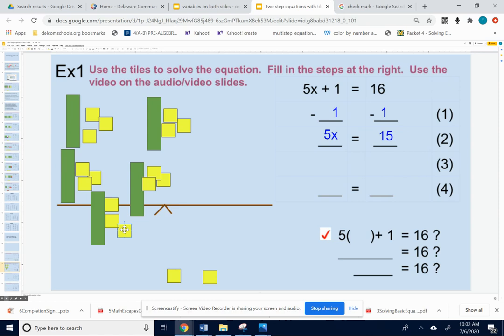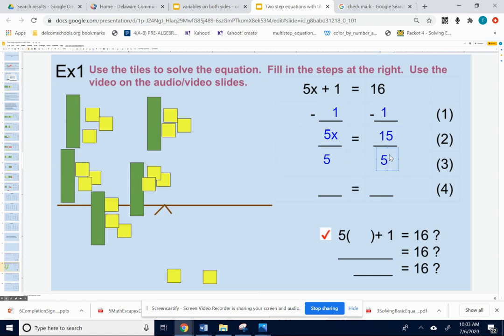First thing to think about: how many groups did we split both sides up into? 5, right? We split both sides up into 5 groups because there were 5 trick-or-treat bags. So I'm going to put a 5 underneath the 5x and a 5 underneath the 15 to show that I'm dividing each side up by 5.